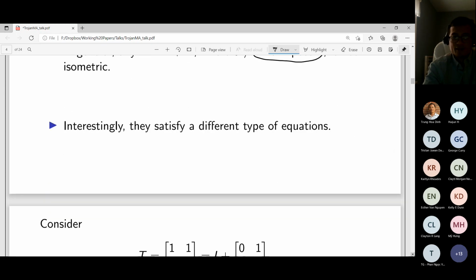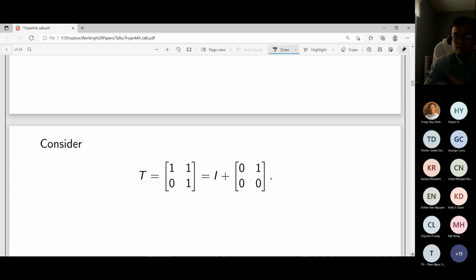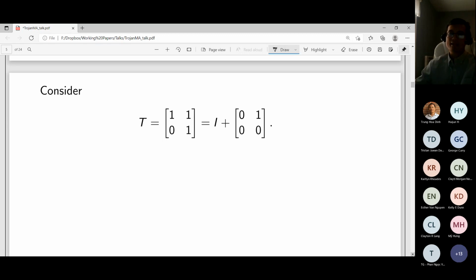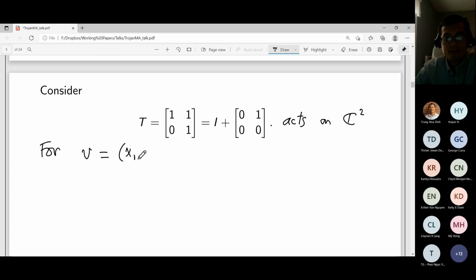But let us consider the simplest case here. You see the Jordan block, T equal to the identity plus this nilpotent matrix. This is strictly upper triangular, right? So let us do some calculation to see what happens. We consider T as acting on C^2, so it's a 2x2 matrix, and for a vector v with two components, say x, y, each of them is a complex number.